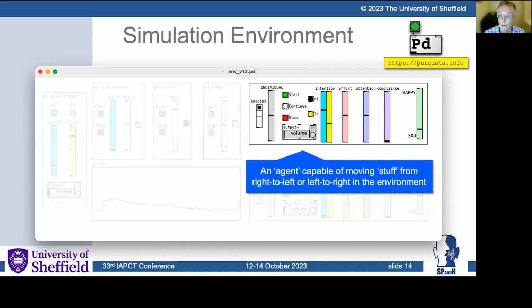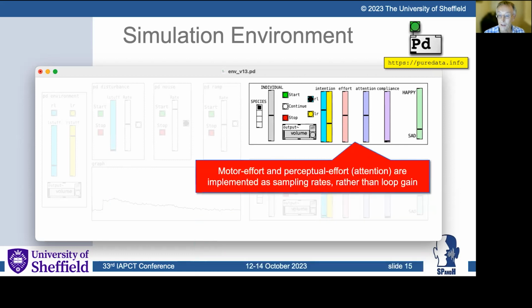Then there are a couple of other controls. Here's the motor effort and the perceptual effort, in other words, attention. Now, what's important in all of this is that these are implemented not as gains on the control loop, but as sampling rates. It doesn't matter too much, but it's an interesting perspective on the degree of effort that's put into control.